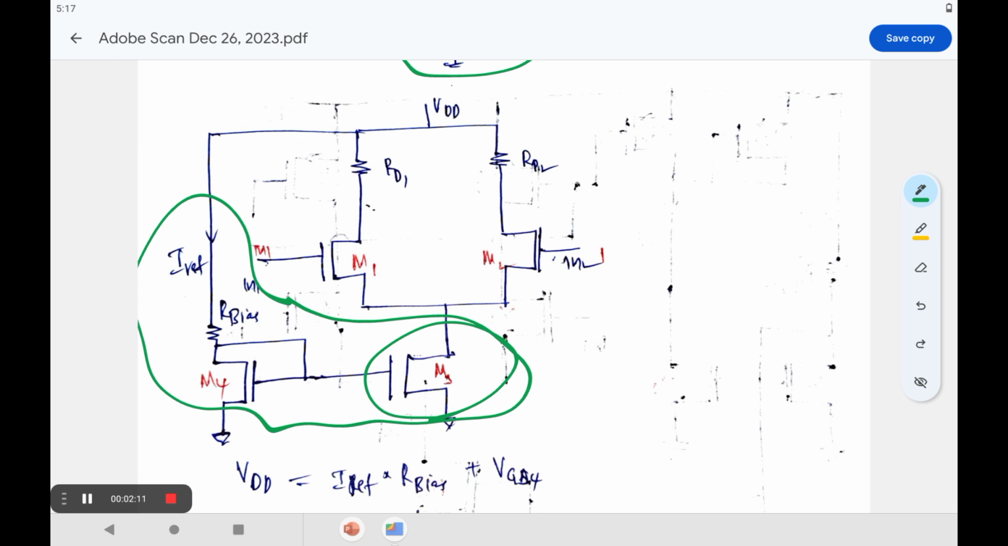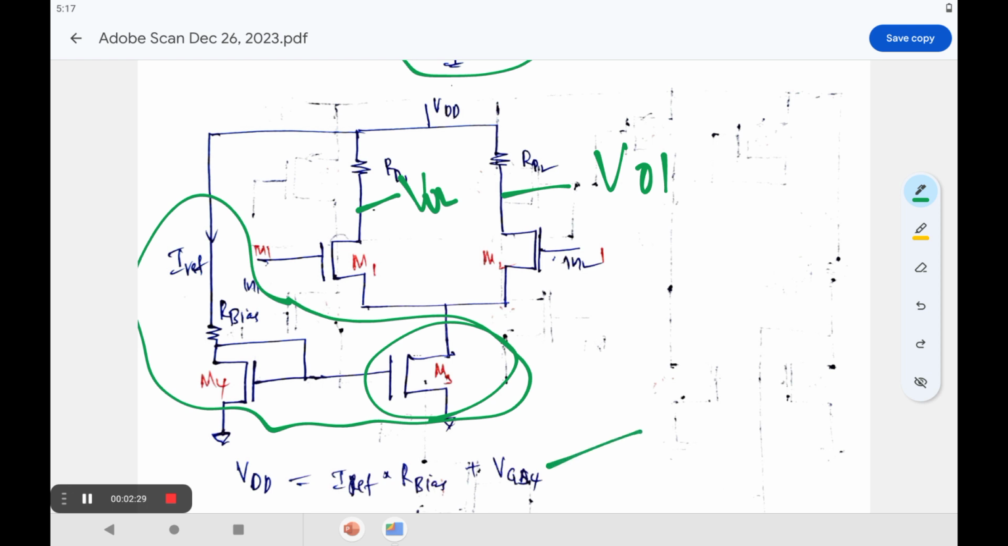At the same time, IN1 is the input for the M1 transistor, IN2 is the input for the second transistor, where V01 is the output of the first, and V02 is the second output of the differential amplifier. Like this, you have to extend your description regarding the circuit also.